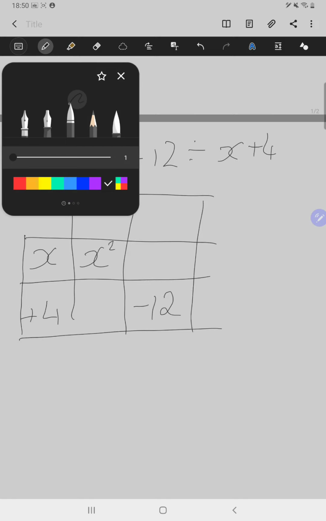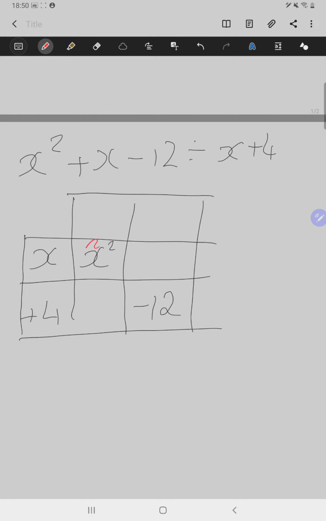So now what we're doing is we're forming a multiplication square. Say that this box is a result of the multiplication of these two here. So we're trying to find what goes into this box up on the top there. What do we multiply by x to give us x squared? We'd multiply it by x. So now we can fill in this box down here on the bottom left. This will be a result of the multiplication of these two boxes. So we have x multiplied by plus 4, so that will give us plus 4x.